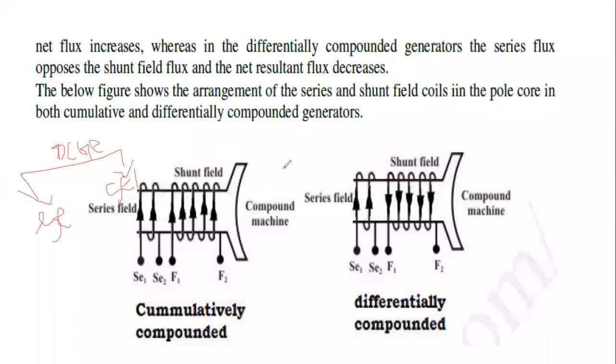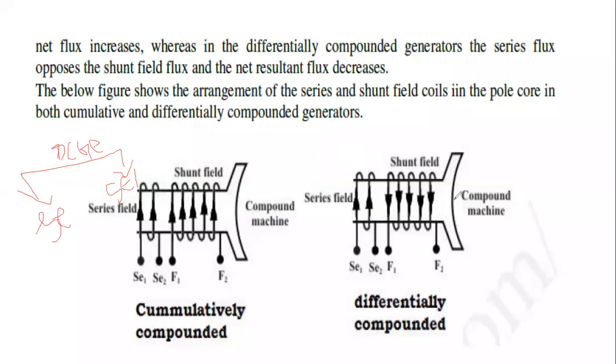That is why in that name we have long. Long shunt means the shunt field winding is connected in parallel to the combination of the series field winding and the armature. First the series field winding and the armature are connected in series, and then the shunt field winding is connected across the two. Then it is called the long shunt compound generator.